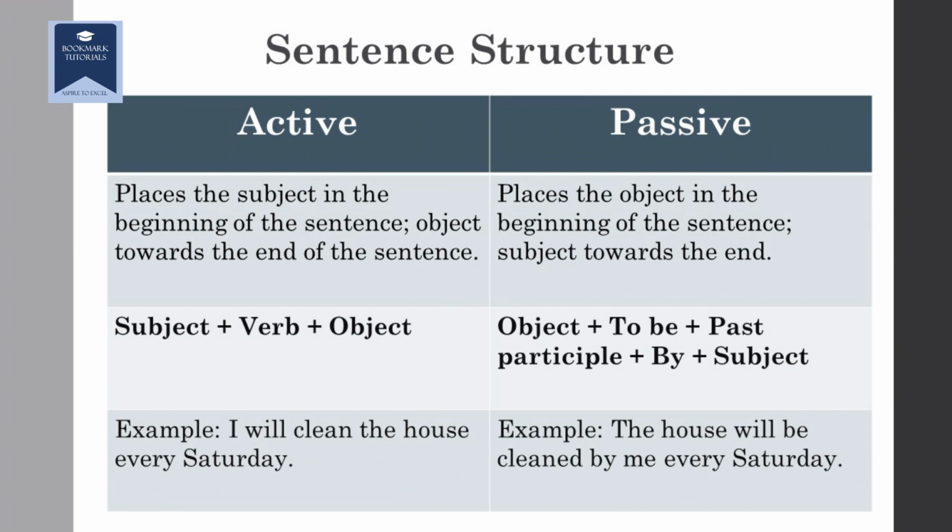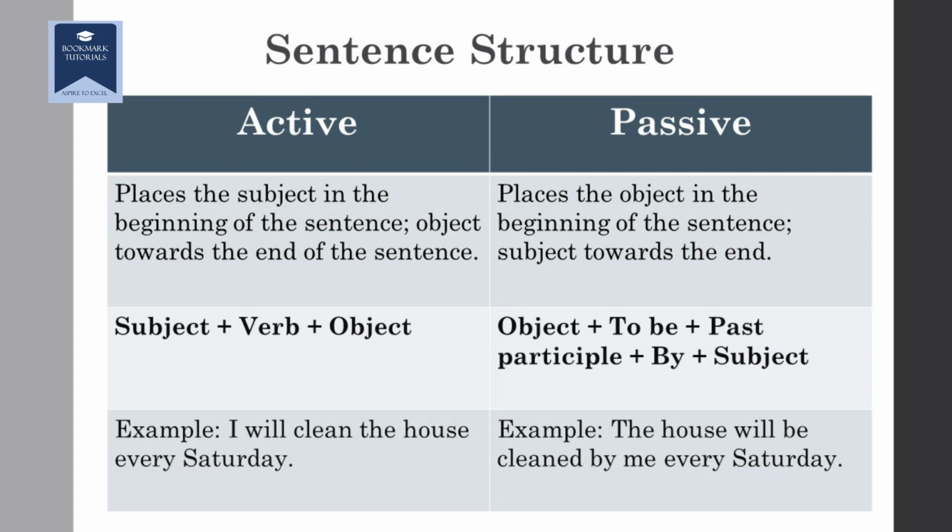Let's take a look at the sentence structure of active and passive voice. The active voice will place the subject in the beginning of the sentence and the object will be placed at the end of the sentence. It's the opposite in the case of passive voice. It always places the object in the beginning of the sentence and the subject towards the end.